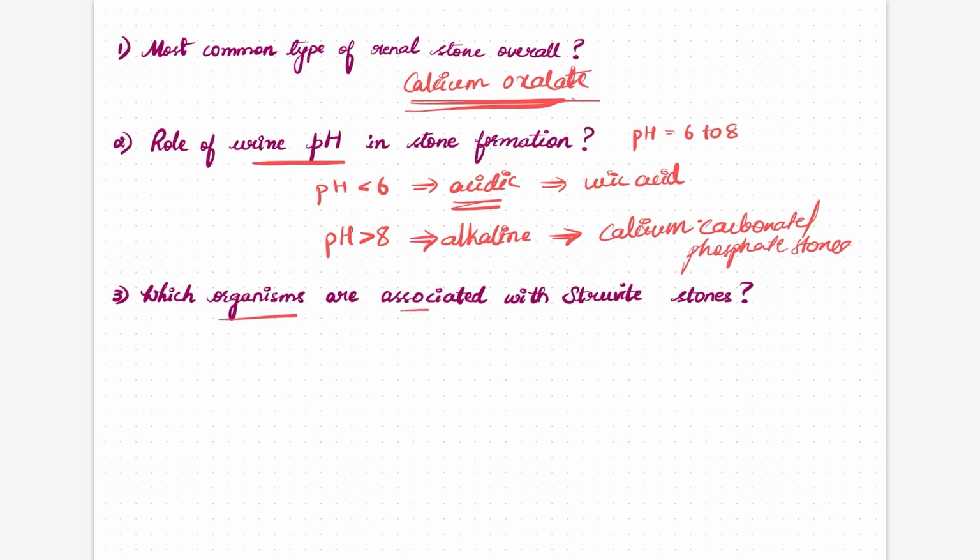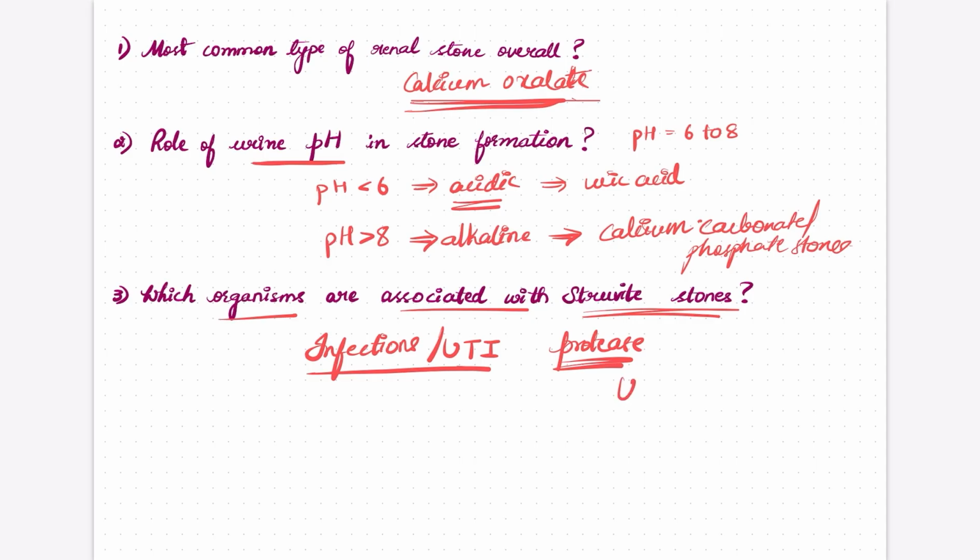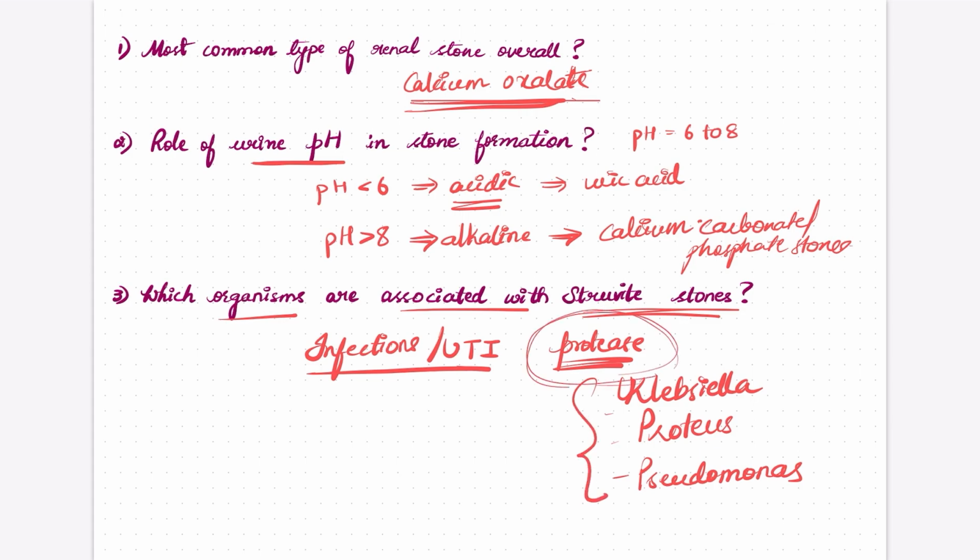Which organisms are associated with struvite stones? Struvite stones are most commonly associated with certain infections, most common in females because of UTI, and this is because of certain organisms that produce protease. The protease producing organisms are Klebsiella, Proteus, and Pseudomonas. These organisms most commonly produce this protease.